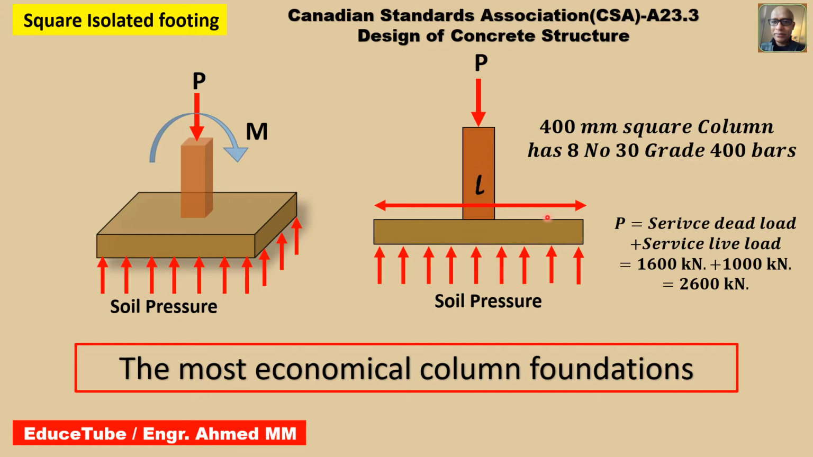At the end it reaches the footing. And P is the combined value of the service dead load and the service live load. The dead load is 1600 kilonewton and the live load is 1000 kilonewton, so in total it comes to 2600 kilonewton. This force will be applied on the footing through the column. So let's move ahead to see how we can handle this load to analyze the footing.